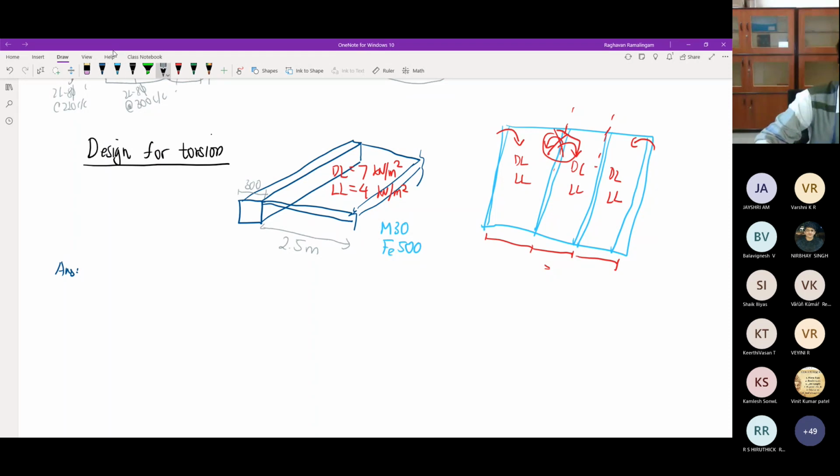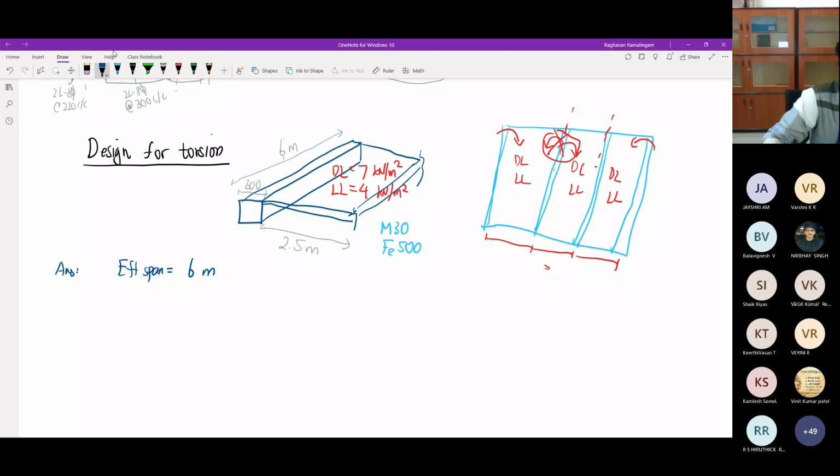This span I have not given. This span is about 6 meters. Let me not go into too much detail of too many things. Let me say that the effective span itself is 6 meters. I'm not giving the center to center span, I'm just saying the effective span itself is about 6 meters.